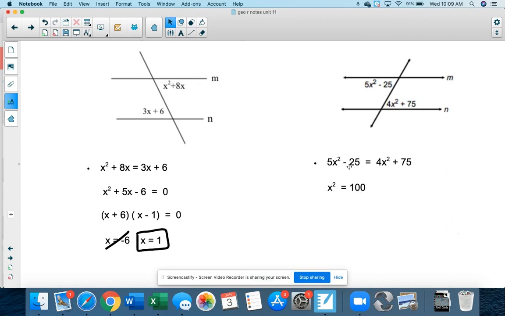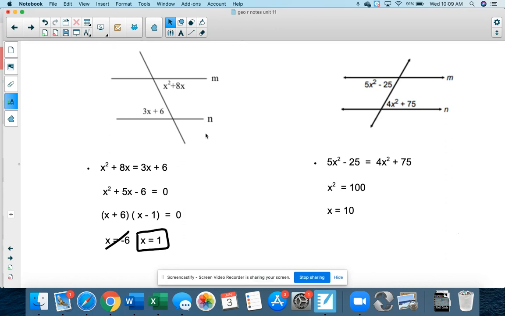You can bring the 75 over and you have x squared minus 100, which is the difference of two perfect squares. It will give you the same exact answer. Now to solve for x, I take the square root of 100, which is positive 10 and negative 10. In this particular case, I'm just going to keep that positive answer.